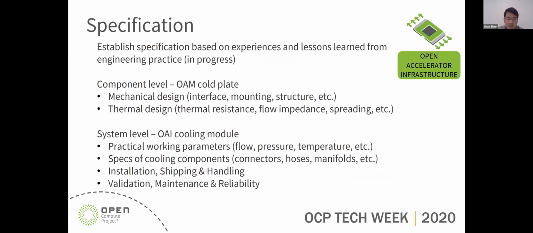In this slide, we are showing the ongoing specifications for the cold plate liquid cooling. It's based on the contributors' experience and lessons learned from engineering practices. For the cold plate, the mechanical interface is defined, including some key dimensions, and some thermal parameters, including the thermal resistance and the flow impedance, are also to be defined. On the system level, the operating parameters such as the flow rate, the hydraulic pressure, and the fluid temperature are to be recommended in practical ranges.